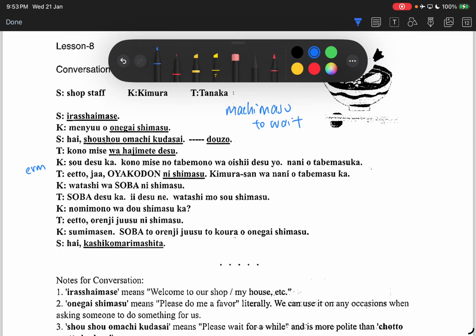Oh, very good. But the front part was a bit weird, like konomise. Pronounce after me, konomise. この店. Konomise. この店. I think just now it sounded a bit too flat, like some robotic voice.